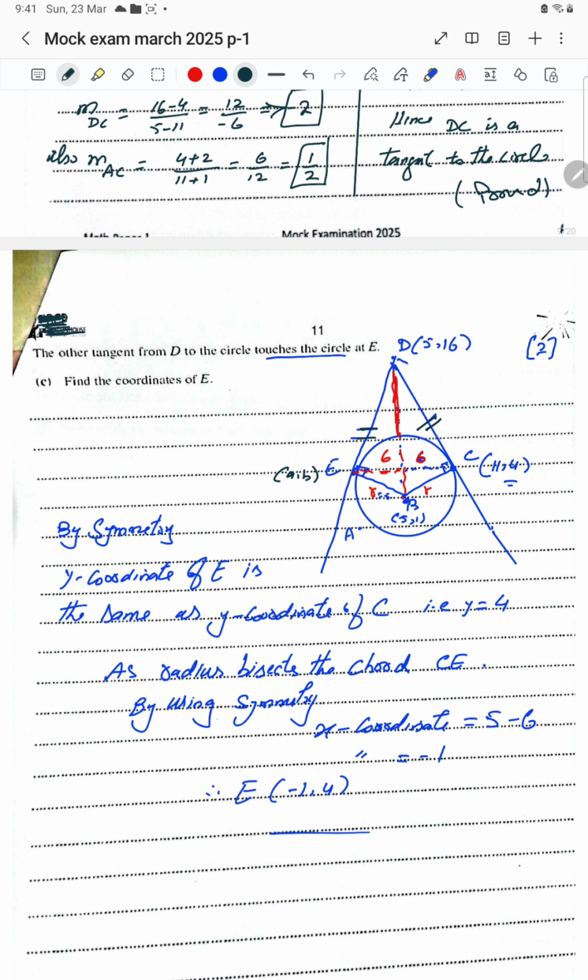So the y coordinate of E will be 4, and for the x coordinate, if the radius is 5, and the difference from C to D, from 11 to 5, is 6, so 5 minus 6 can be -1. So because the radius bisects the chord CE, by using symmetry we can say our x coordinate is -1. So coordinates of E are (-1, 4). I hope it is clear. It's only theoretical concepts, 2 marks, we don't need to go into detail. Okay.